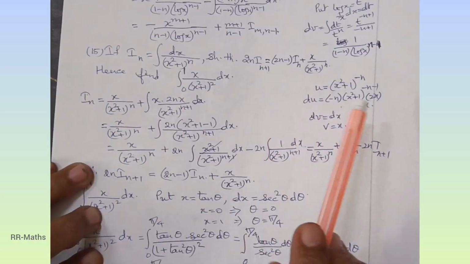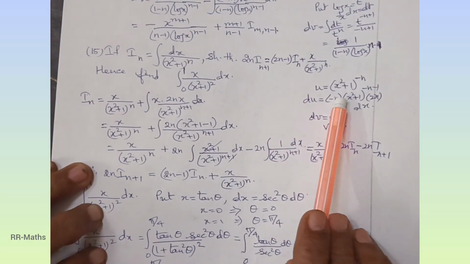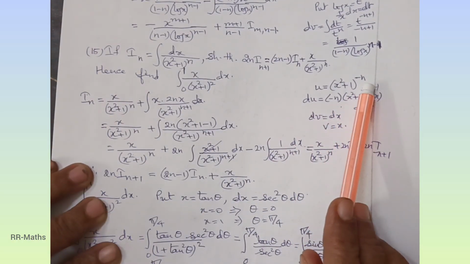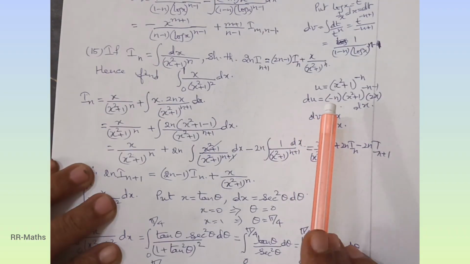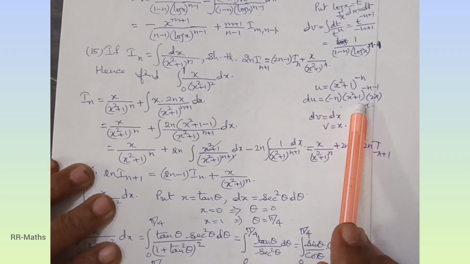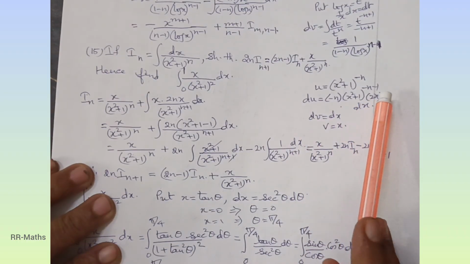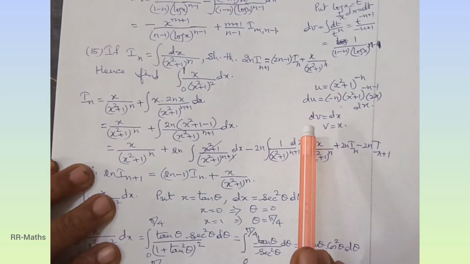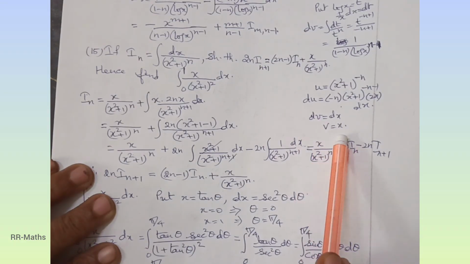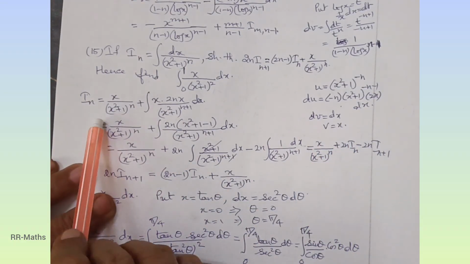So let's take u is equal to (x square plus 1) to the power of minus n. So du is minus n into (x square plus 1) to the power of minus n minus 1 into 2x dx. dv is dx, so v is equal to x. You are integrating by parts.